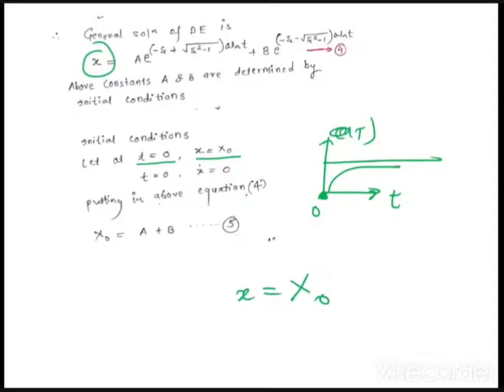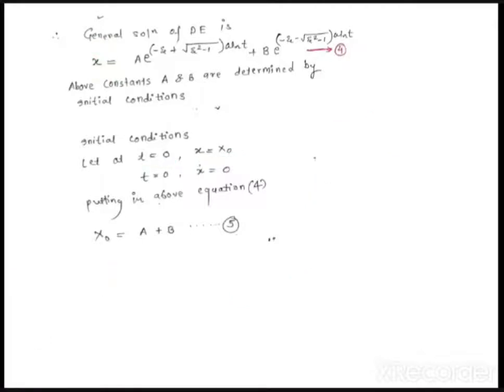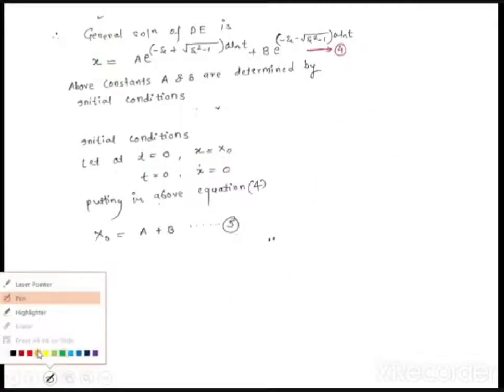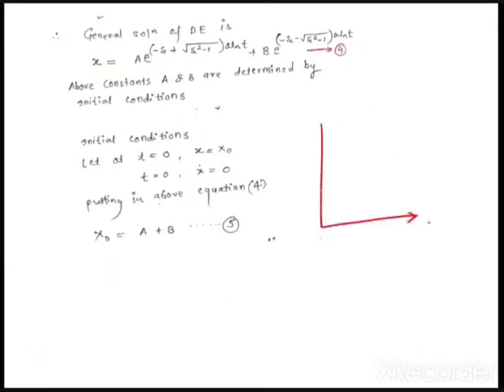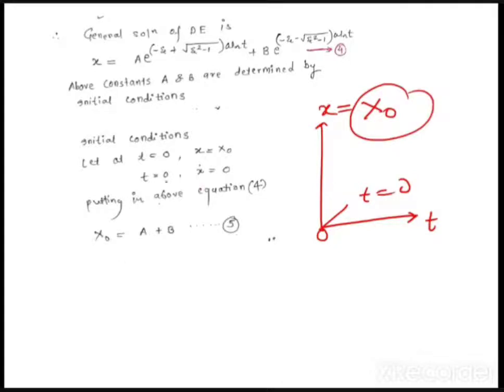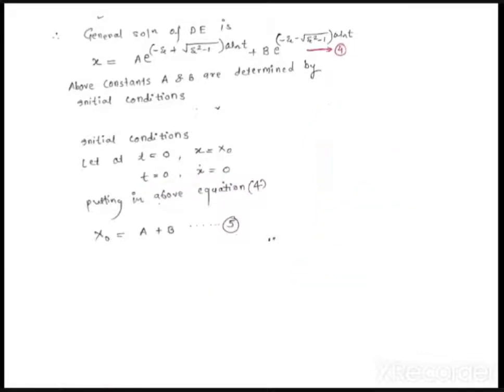Try to understand. I will redraw this graph and change the color. Let us say this is t, this is 0, and this is x. What I'm trying to say is, at t equal to 0, x is equal to x0, meaning the output displacement is x0. And at t equal to 0, what will be the velocity? Obviously the velocity x dot will be 0. These are the two initial conditions.